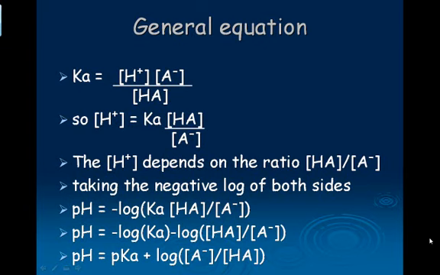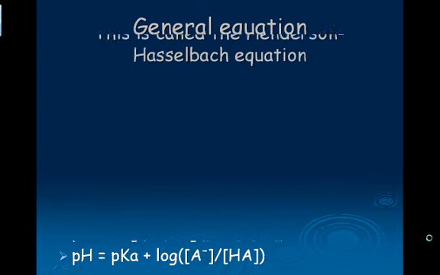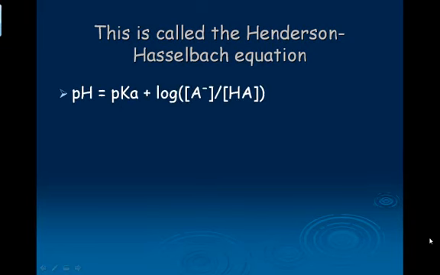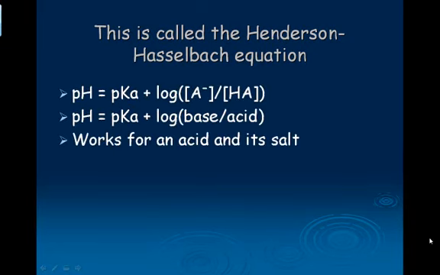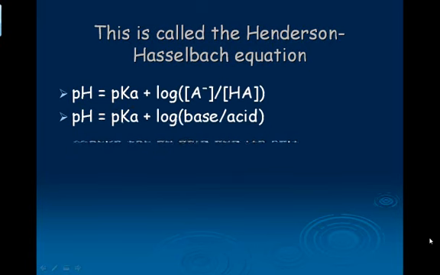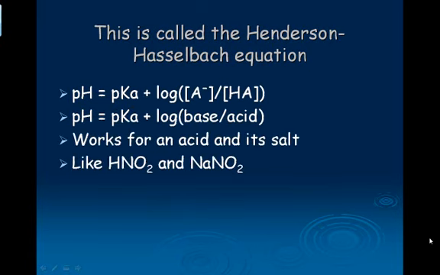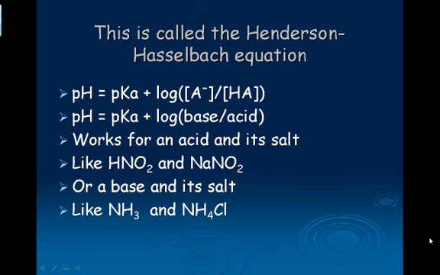So anytime you have a buffer and you know the concentration of the acid and the concentration of the salt, you can simply plug it into this equation and generate the pH very easily. It works for an acid and its salt, something like HNO2 and NaNO2, or it can also work for a base and its salt. Just make sure in that ratio, A minus over HA, you want the base on top and the acid on the bottom. So we could use it for something like NH3 and NH4Cl.